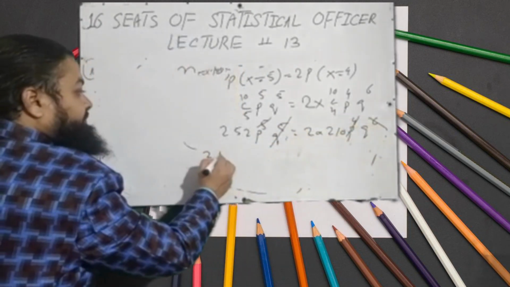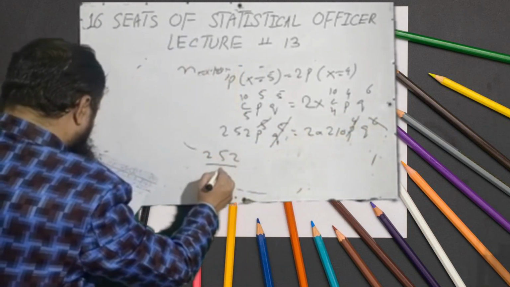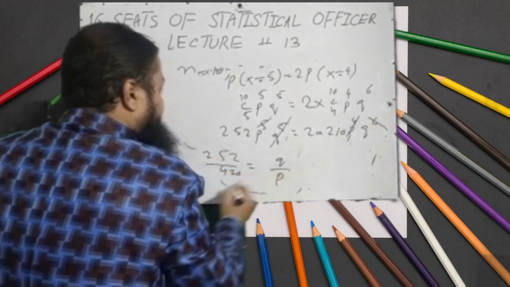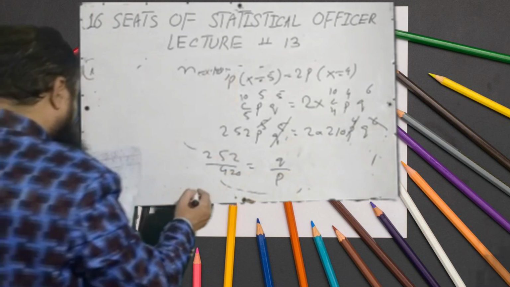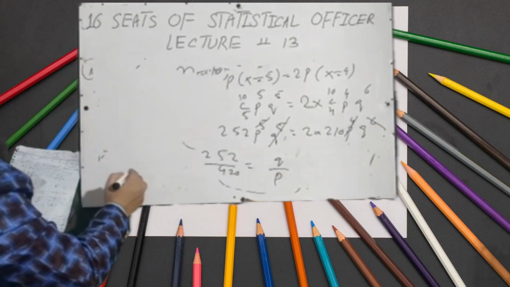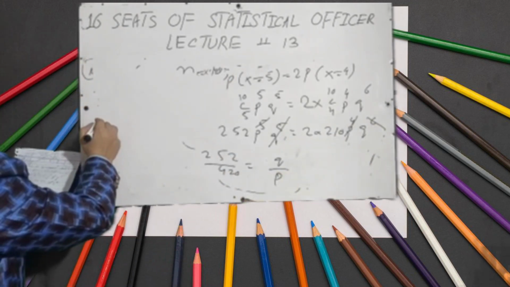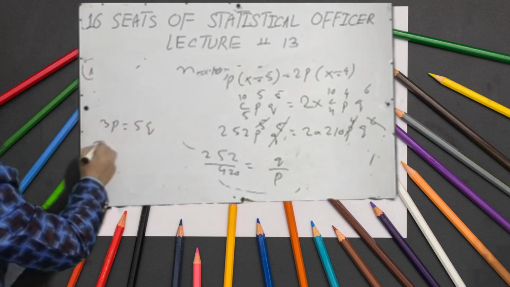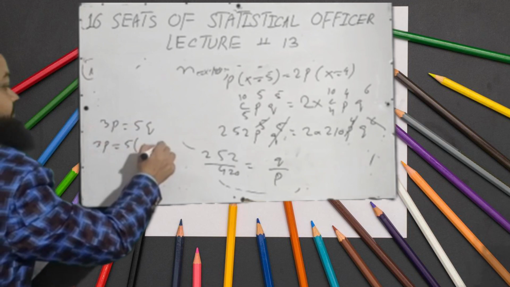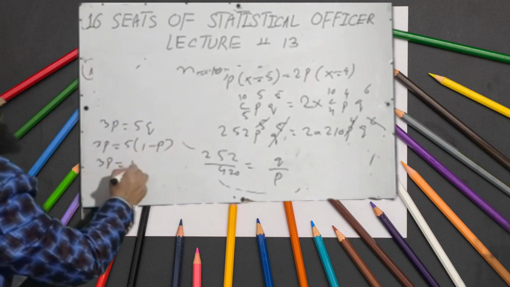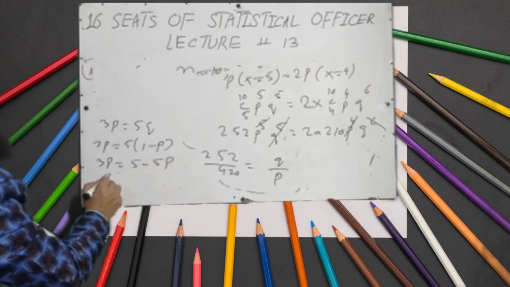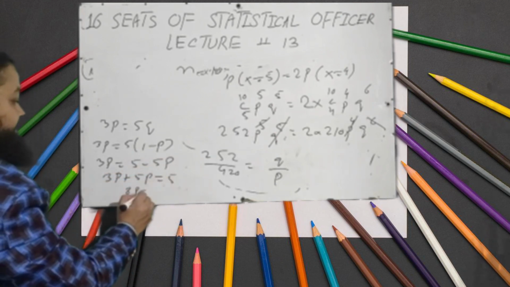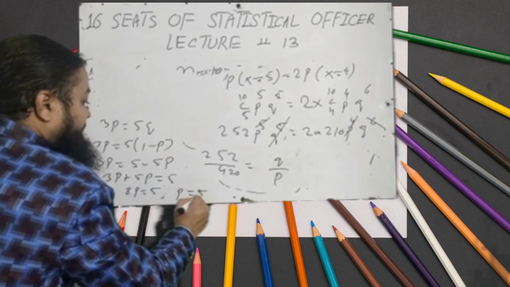These 4 powers will be cancelled with this much and 5 powers will be this much. Now 252 over 420 is equal to q over p. Now if you cancel them, the answer of that will be 3p is equal to 5q. 3p is equal to 5 into 1 minus p. 3p is equal to 5 minus 5p. 3p plus 5p is equal to 5. 8p is equal to 5 and p will be equal to 5 by 8.